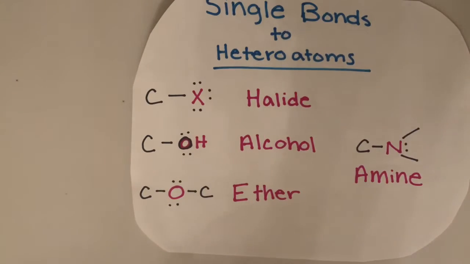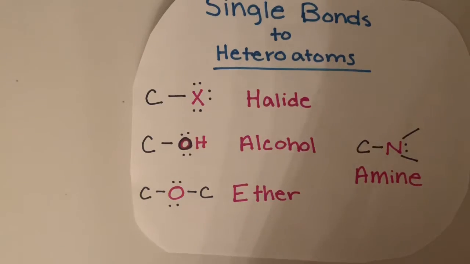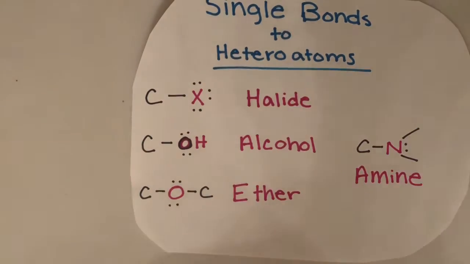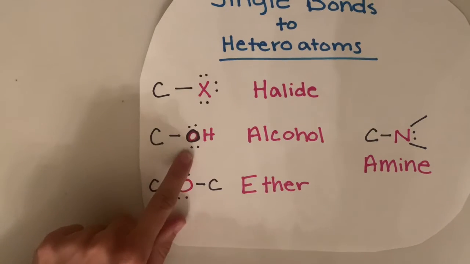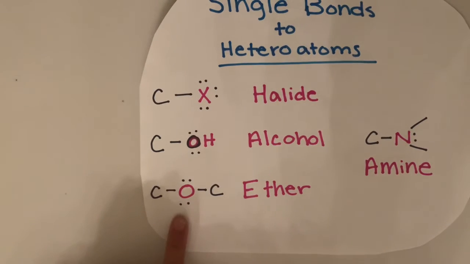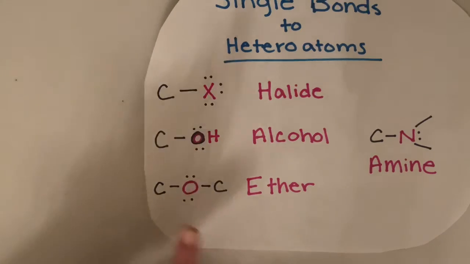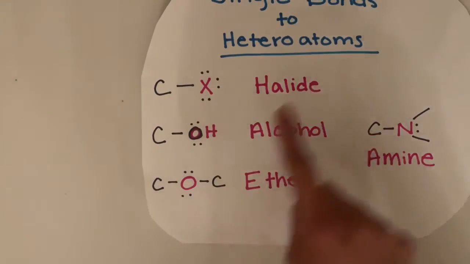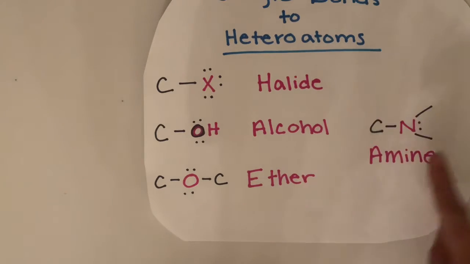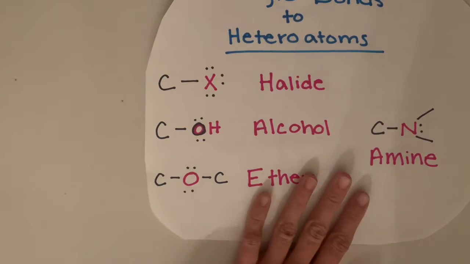Next, we're going to be looking at some single bonds to heteroatoms. So first we have a halide. It's always going to have a halogen, an X represented here. Alcohol, OH always. Ether. And then amine is always going to have a nitrogen. Now everything you see here, you can pause the video, the functional groups are always in red.